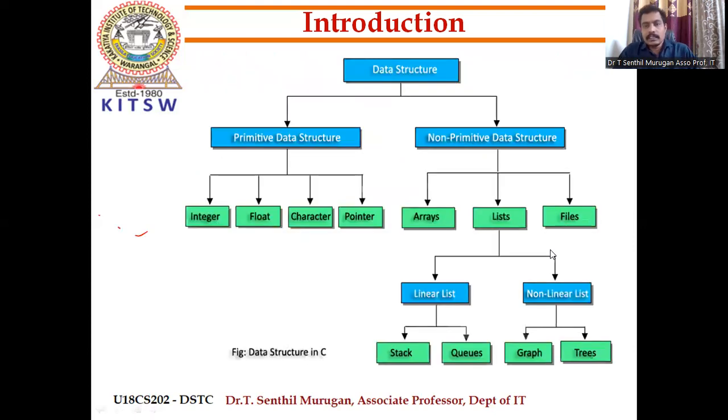A data structure is classified into two broad categories: primitive data structure and non-primitive data structure. What is a primitive data structure? These are built-in data types. Already we know that in programming languages, some data types are provided as built-in data types. Those are considered the primitive data types.